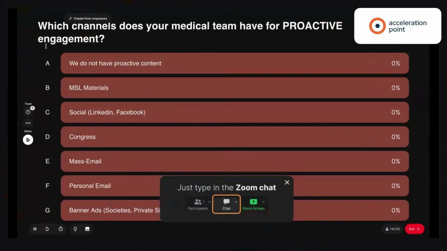So for example, if I look at all of these different types of materials, MSL materials can be reactive or proactive. Social is primarily proactive, right? I'm putting content out. Congress could go both ways. Mass emails is usually one way. It's a push of scientific information. Personal emails are, banner ads in societies or in private social networks are. But these are all proactive ways of engagement.